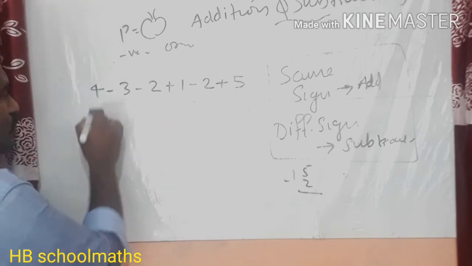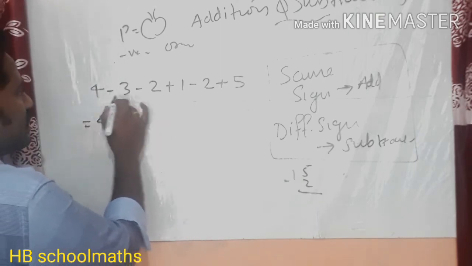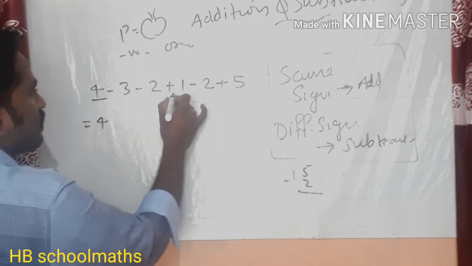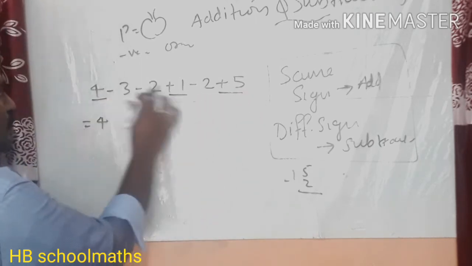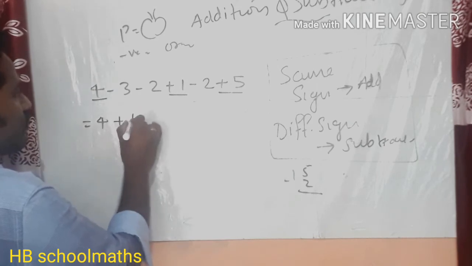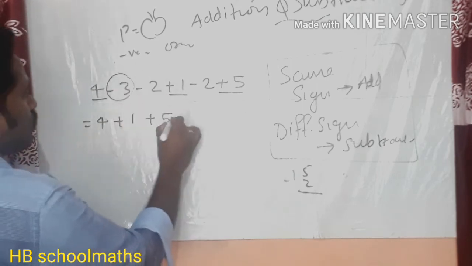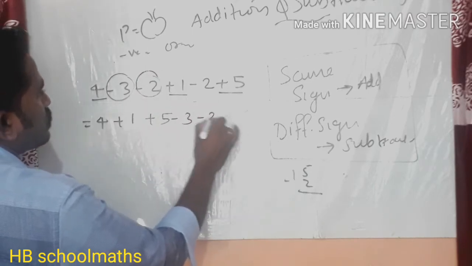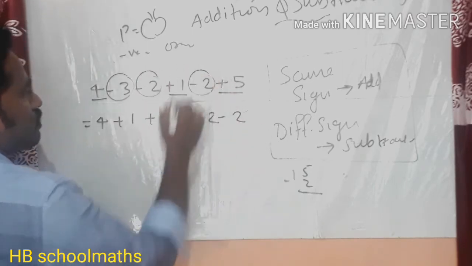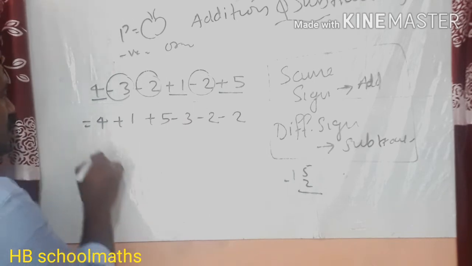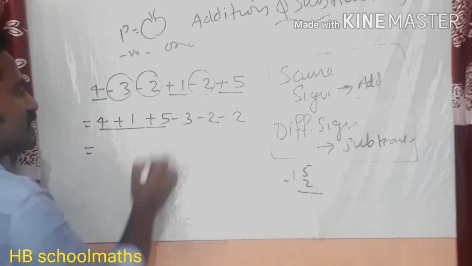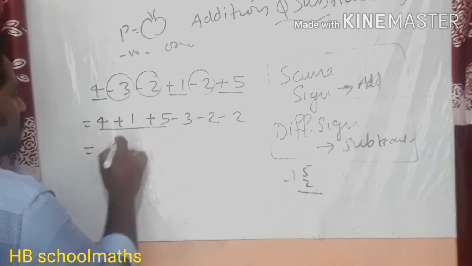Add all the positive numbers or separate them. 4 is positive, I will underline it, 1 positive, 5 positive. Add 4 plus 1, 5, or separate, you will write plus 5 and plus 5. Now write all the negative integers: this is negative, -3, this is negative, -2, and one more -2, also negative. That is equal to: find the positive sum, these 3 numbers, 4 plus 1, 5, plus 5, 10.